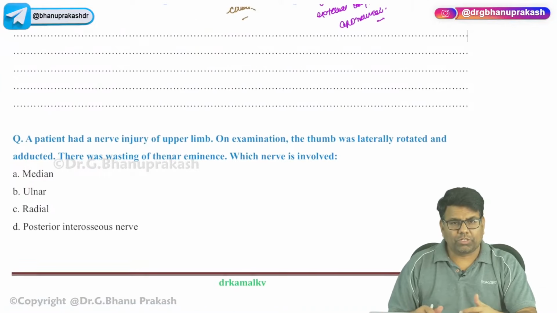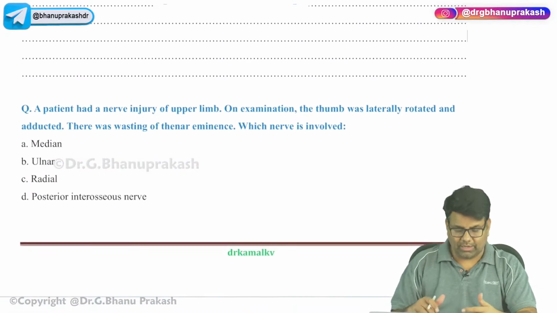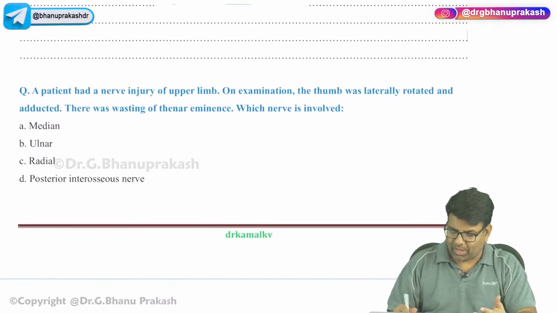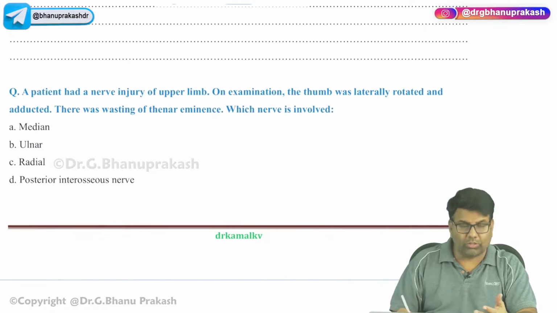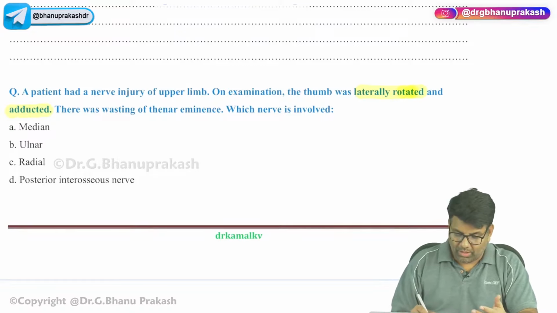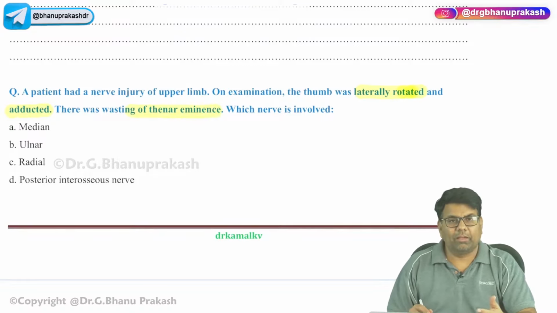We have some more questions lined up based on the same concept, which we will take later. Now there is a case with nerve injury of the upper limb, and when we saw the thumb, it was laterally rotated and adducted. There was wasting of the thenar eminence.